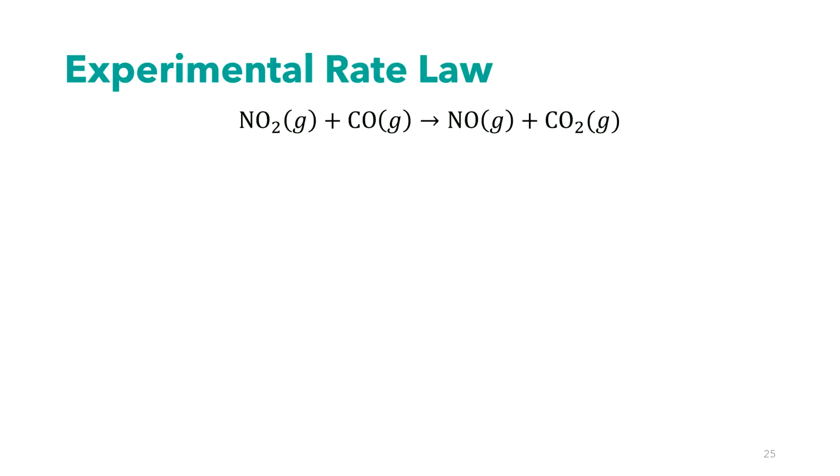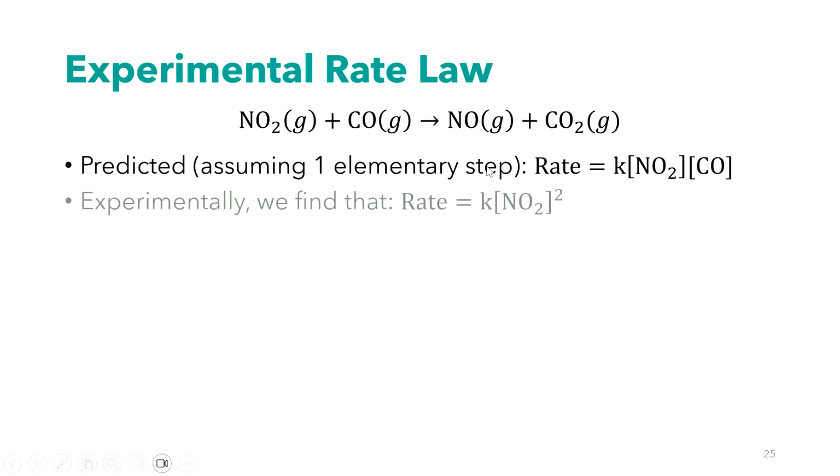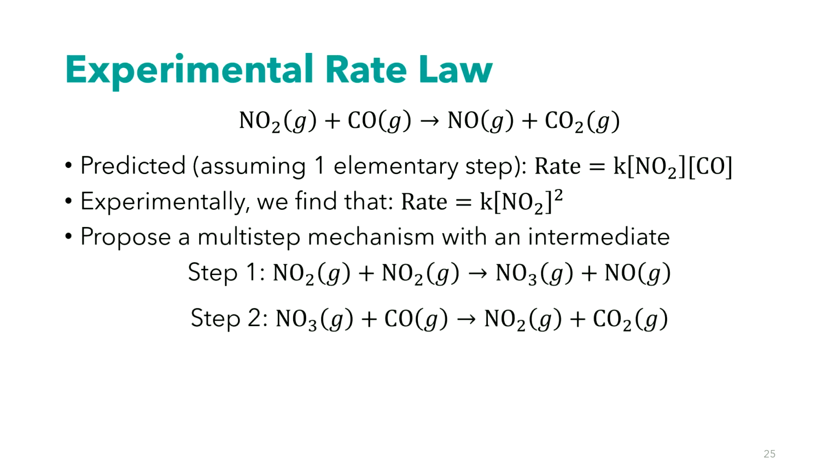So let's go back to this rate law. All right, this reaction that we've been looking at. If we had predicted that it was an elementary step, we would have said, hey, it's NO2 times CO. But it wasn't. Experimentally, we found that it was NO2 squared. It was second order. We proposed this mechanism. This is a good mechanism because it sums to the overall reaction, and it's only bimolecular steps. So in that regard, it's good.